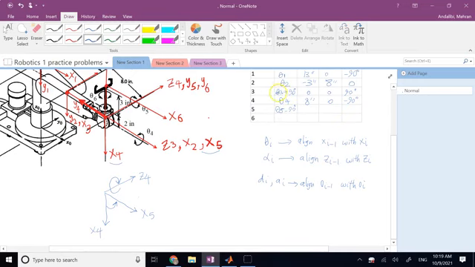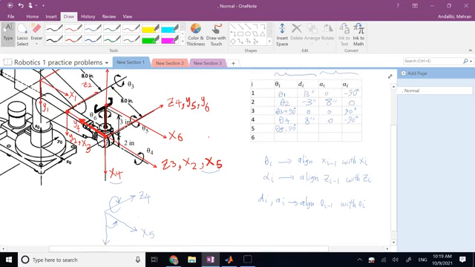Now, finally, we look at the origins. Origin of 4 is here, right? And if you look at origin of 5, that's also there. So 4 and 5 have origin on the top of each other, so no displacement is needed.